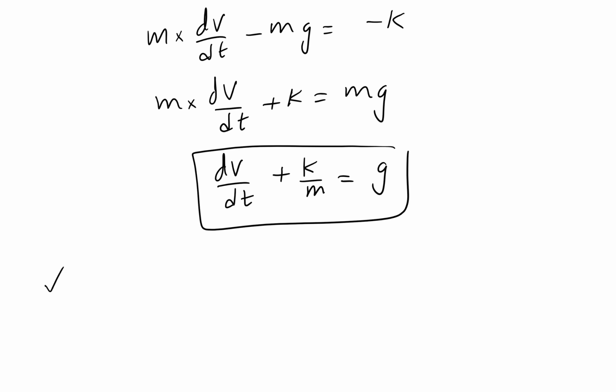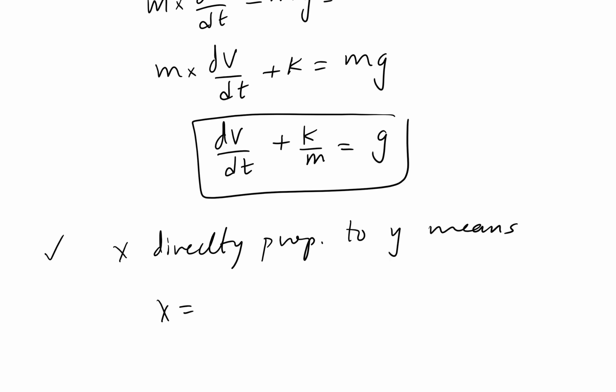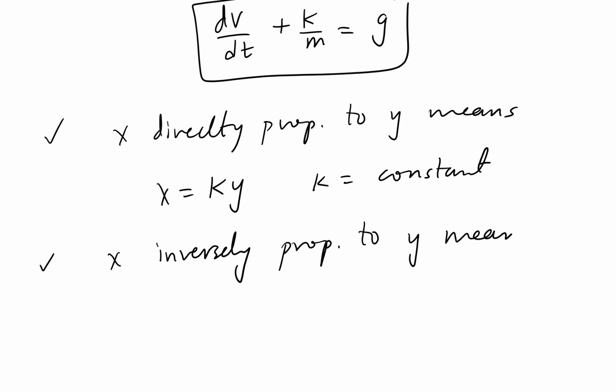Now another thing we need to recall, when we say x is directly proportional to y, it means x can be written as k times y, where k is a constant. Also, x is inversely proportional to y means x equals k over y, where k is a constant.